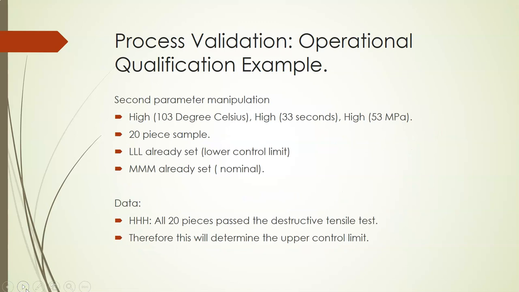Another iteration was performed at the higher setting. In this case, the temperature was adjusted to 103 degrees Celsius. The dwell was set to 33 seconds and the pressure was set to 53 megapascals. Another sample of 20 pieces was run through the bonder and a destructive test was carried out. This time, all pieces passed the test. This allows us to determine that the upper control limit for the input process parameters is 103 degrees Celsius, dwell time 33 seconds, and pressure 53 megapascals.